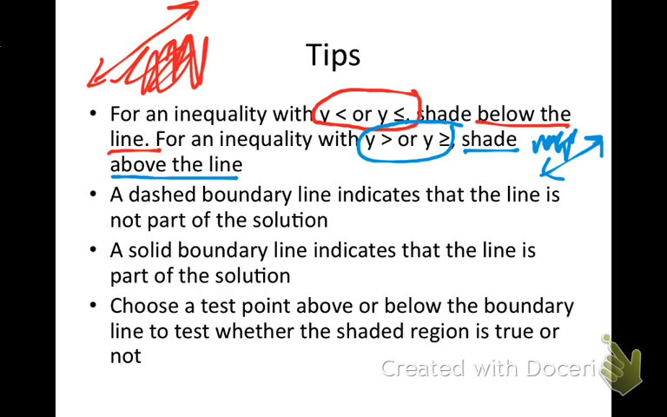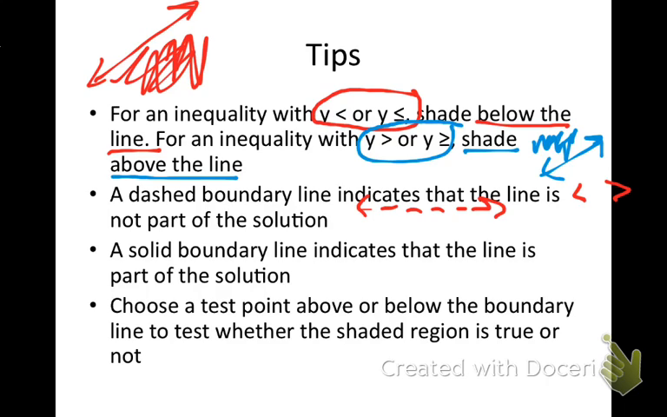Now here's the one that students usually mess up on: when do you put the dash and when do you put the solid line? The dashed boundary line indicates that the line is not part of the solution. Essentially, I put a dashed boundary line when I have less than or greater than, because the line is not part of it. So if I said y is less than 2, 2 is not part of the solution. It's everything lower than 2. Same is true for a dashed line now. The line is not part of it, but everything below it is.